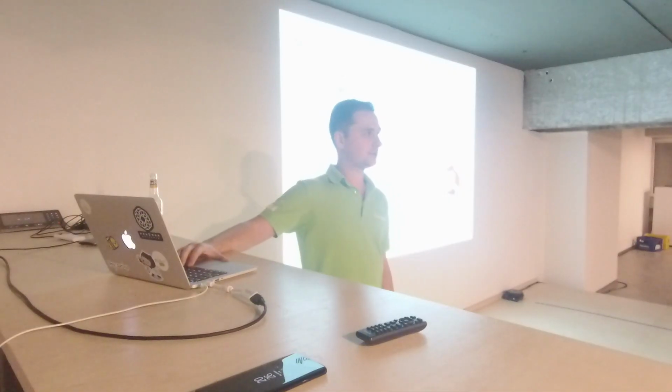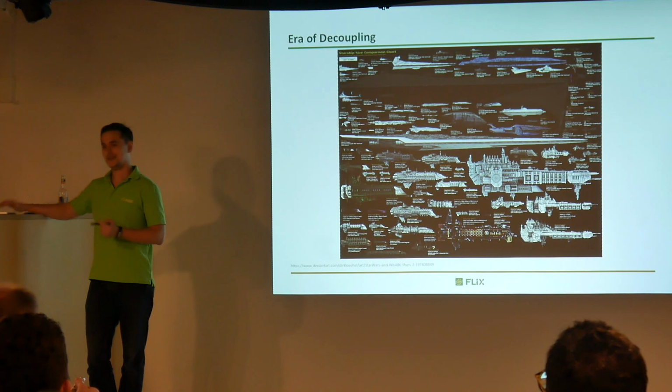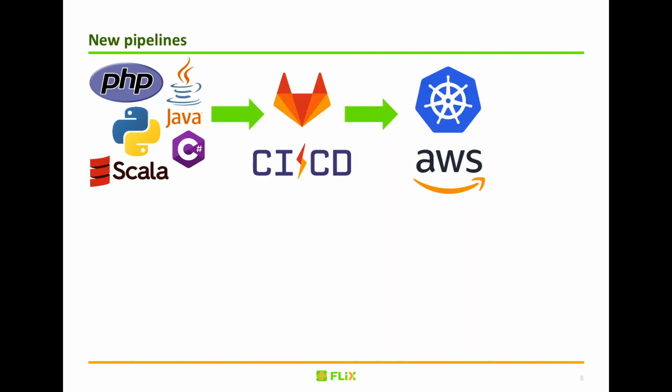So monolith is good. It allows you to grow fast, and when you grow, you become big, and monolith is not good anymore. So this also happened to us, and we tried to decouple into a lot of services and get rid of the monolith. And now our deployment pipelines look like this.